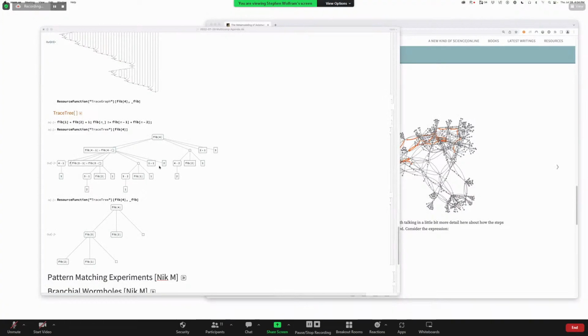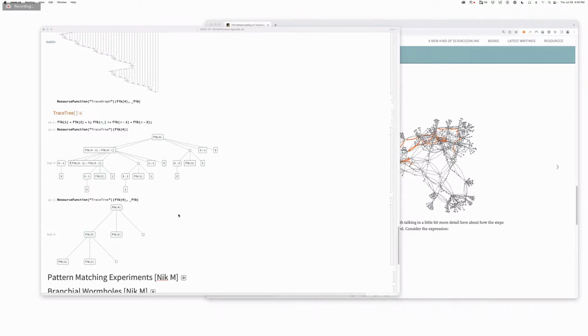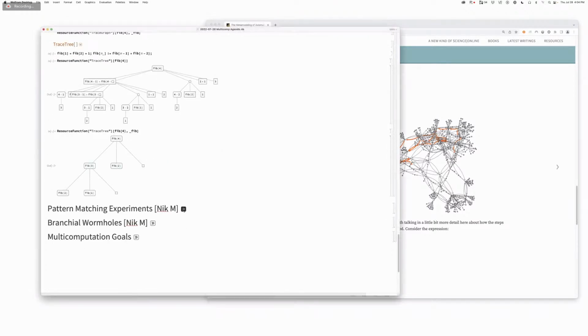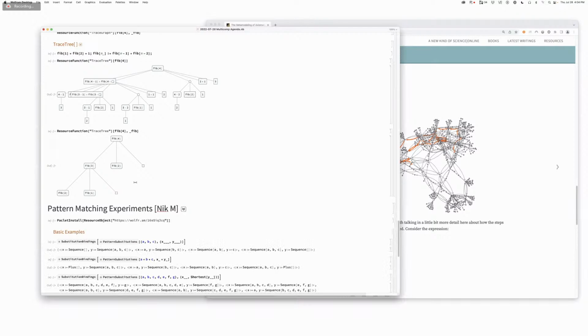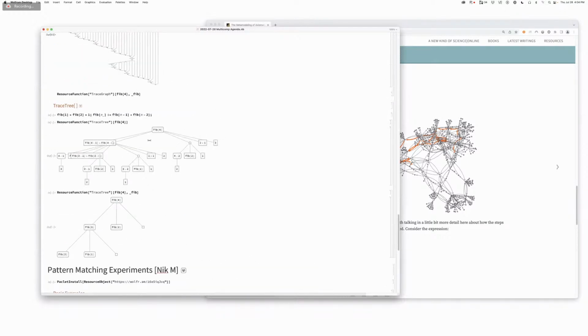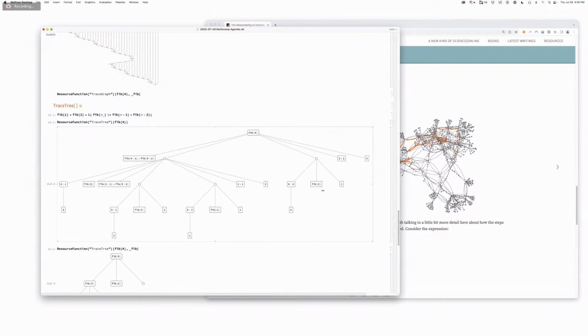Okay. Explain trace tree for a second. So trace graph is showing the relationships between the expressions themselves in an evaluation. Trace tree is showing the hierarchy of the evaluation chains. So one subtree equals one complete evaluation chain.